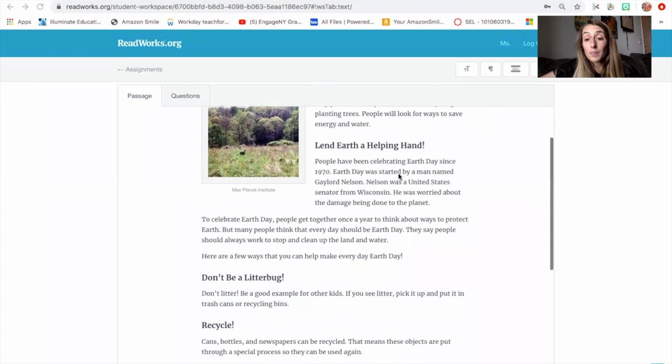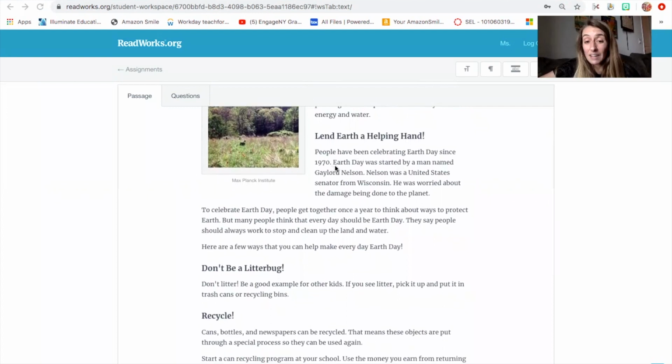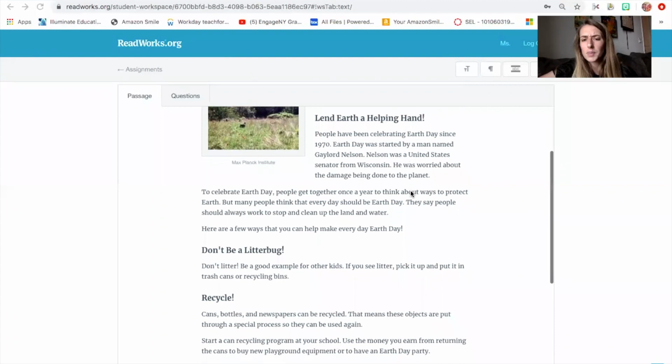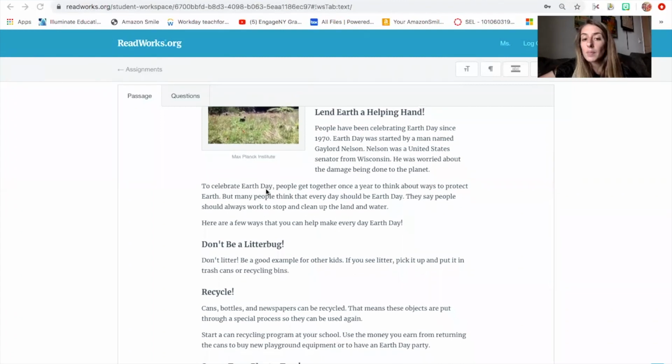People have been celebrating Earth Day since 1970. Earth Day was started by a man named Gaylord Nelson. Nelson was a United States Senator from Wisconsin. He was worried about the damage being done to the planet. To celebrate Earth Day, people get together once a year to think about ways to protect Earth.